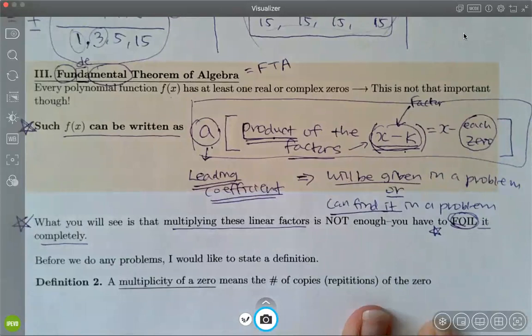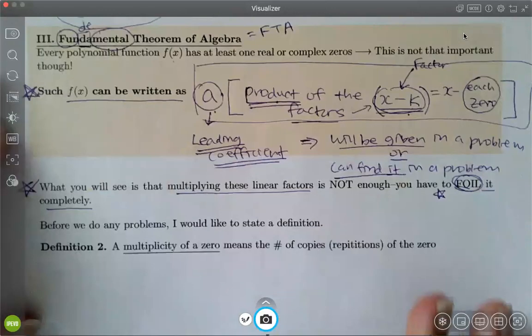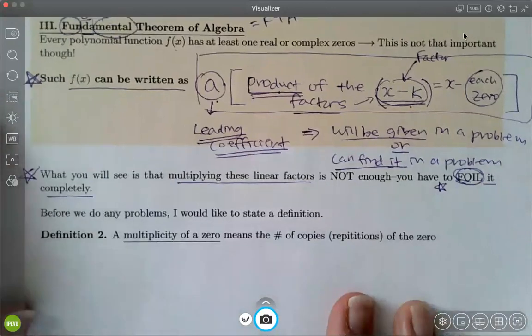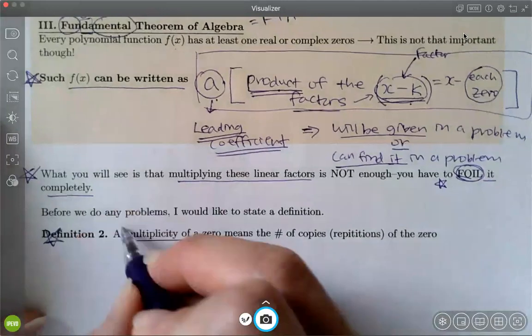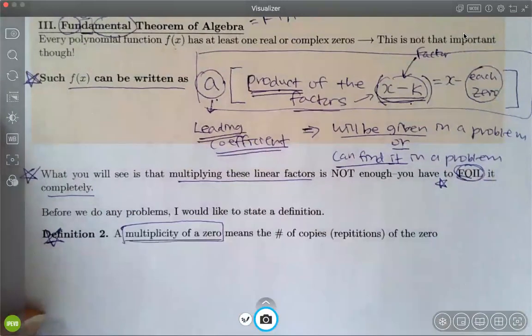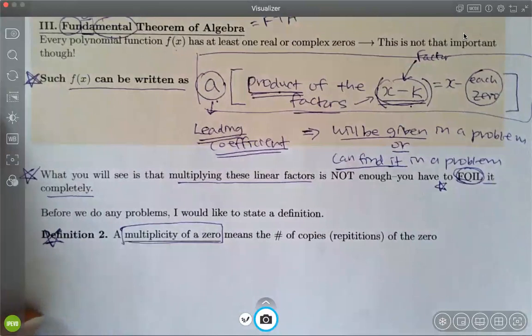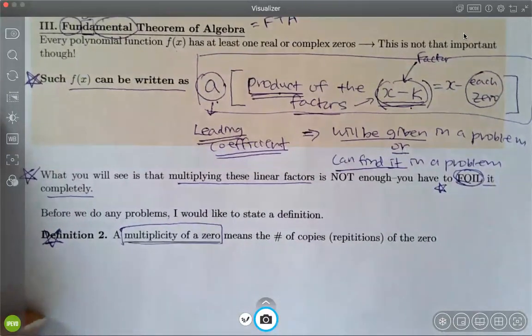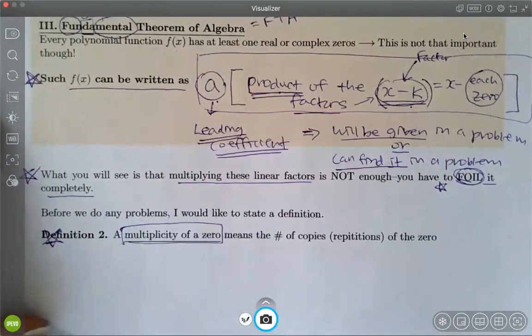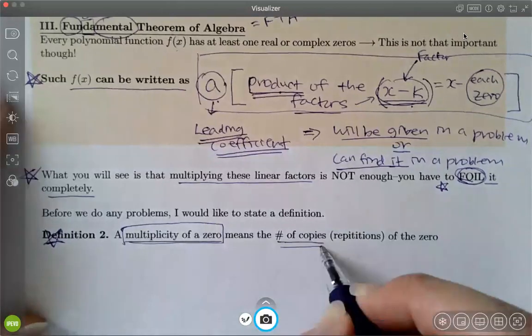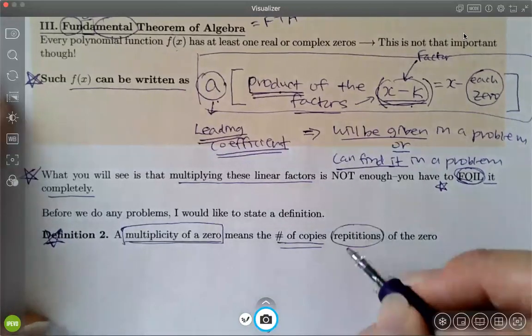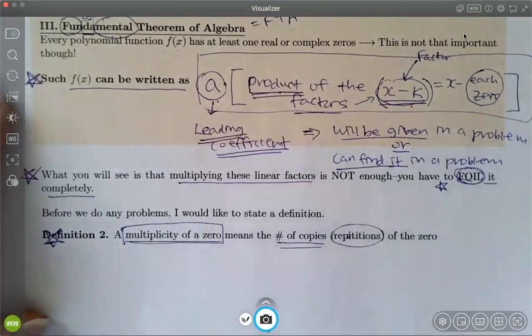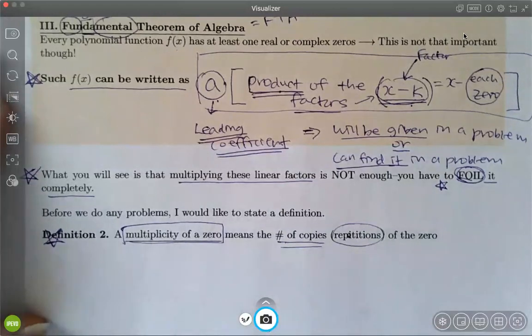Now before we do any problems, let me state another thing: the multiplicity of a zero. Back in chapter 1, I think I briefly mentioned the multiplicity, but maybe you don't remember or you just forgot. The multiplicity means the number of copies or repetitions of the corresponding zero.